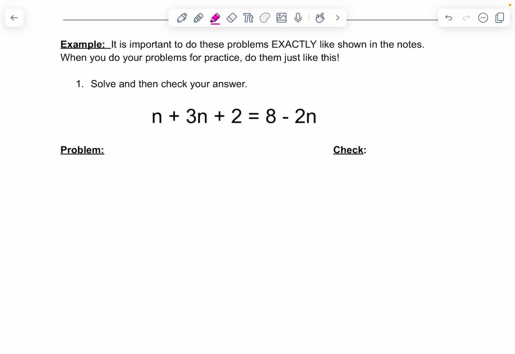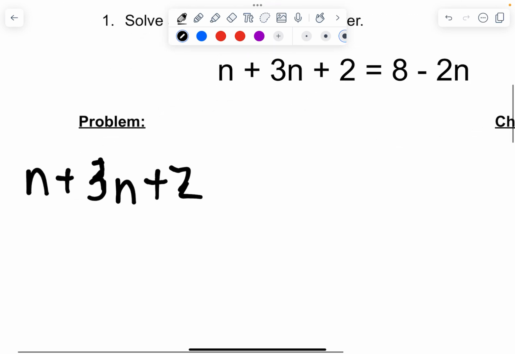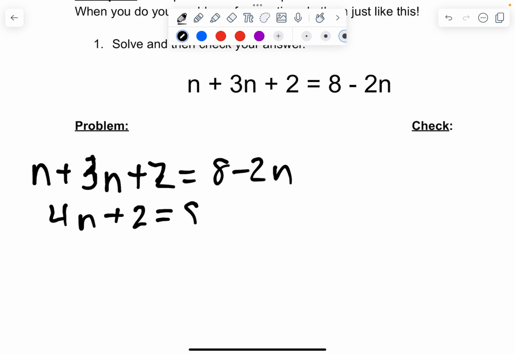All right. Let's look at the first equation, and we are going to write down the original like we always do. So n plus 3n plus 2 equals 8 minus 2n. All right, first thing we're going to do is combine like terms. You're going to notice we got an n and a 3n, so that gives us 4n plus 2 equals 8 minus 2n.